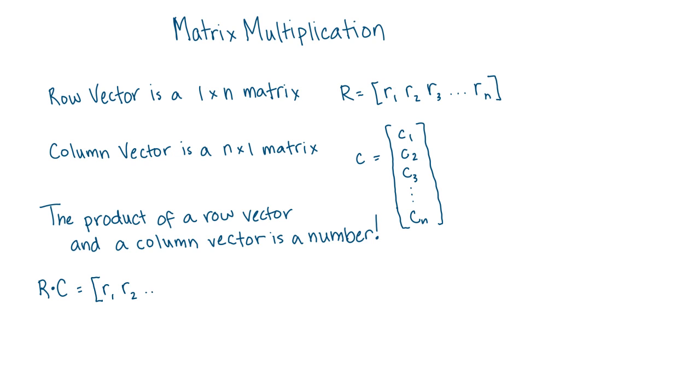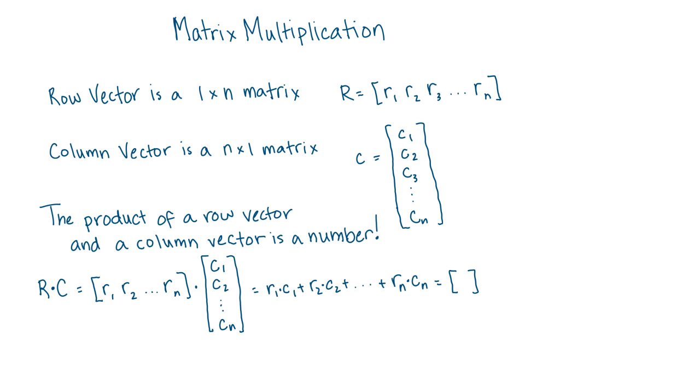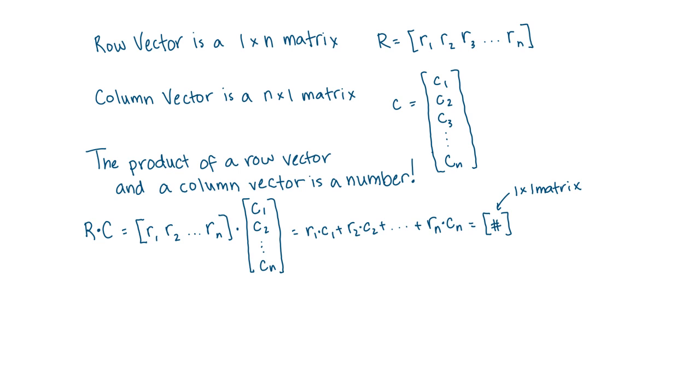So if I multiply R times C together, I am taking my row vector R, which is a 1 by n matrix, and multiplying it by my column vector C, which is an n by 1 matrix. And to do that, I'm going to take each corresponding entry. So r1 times c1 plus r2 times c2, right? This one times this one, plus this one times this one, until we get to rn times cn. And that result is a 1 by 1 matrix, which contains a single digit. So it really is just a number.